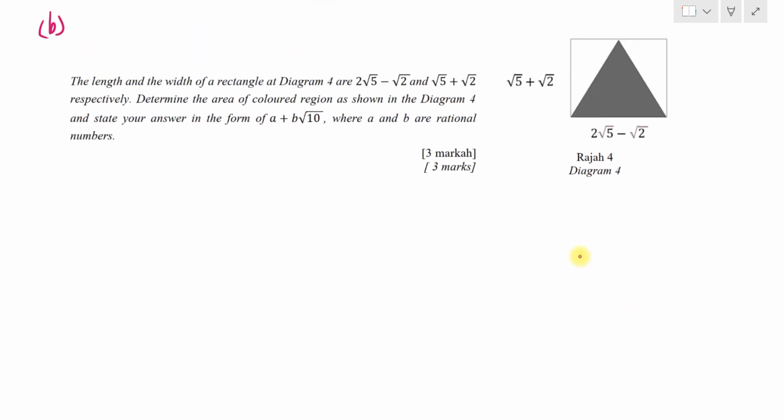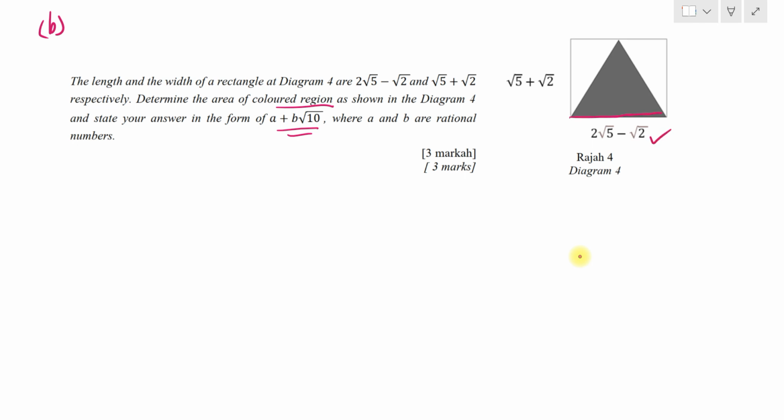The length and width are given. Determine the area of the colored region as shown in diagram 4 and state your answer like this. Okay, they want the colored region. Area of colored region means the grey color one. So we take the whole rectangle area minus the area of the triangle.